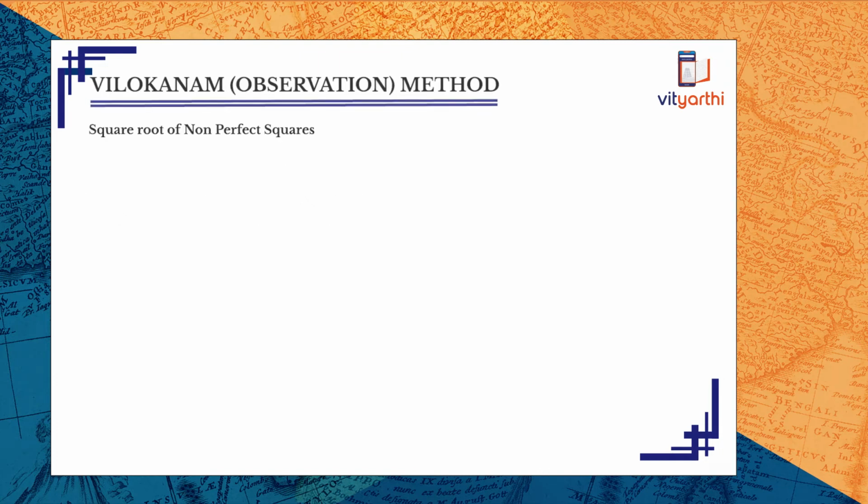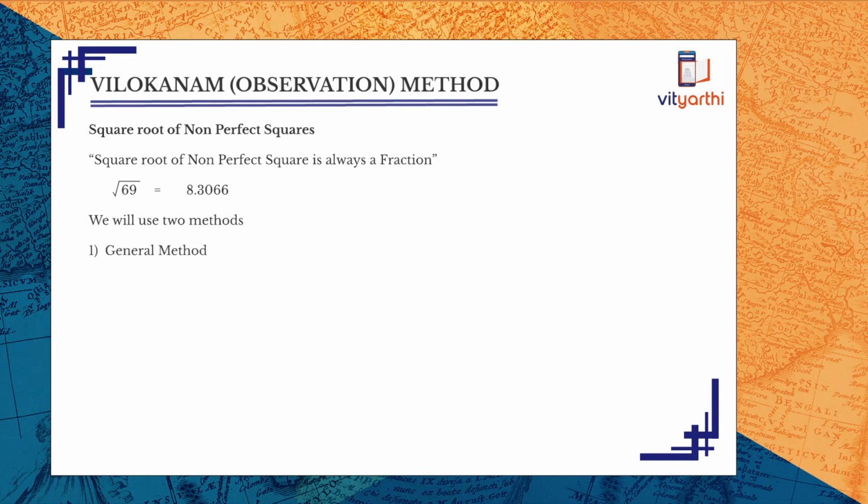Now let's understand the square root of a non-perfect square. The square root of a non-perfect square is always a fraction. For example, the root of 69 is 8.3066, which is not a whole number. We will use two methods to find the square root of a non-perfect square. Method 1 will be a general method, and method 2, by applying the formula root over x plus minus y equals root x plus minus y upon 2 root x, where x is a perfect square.